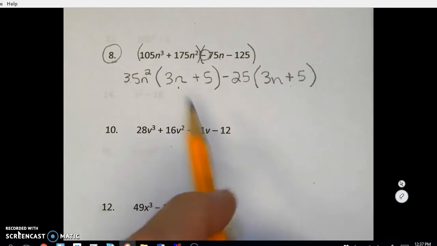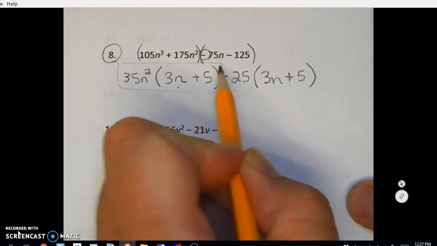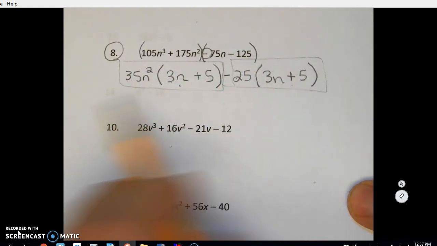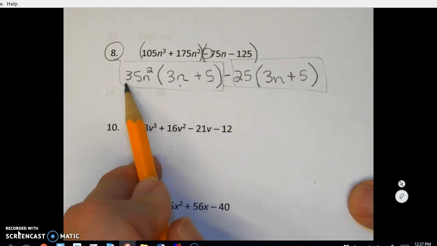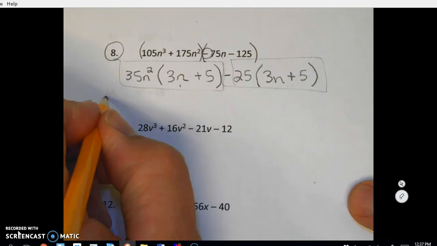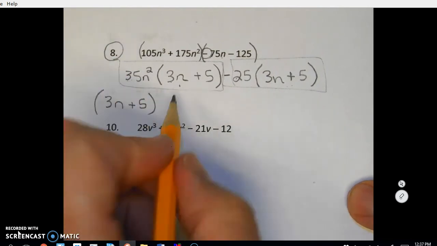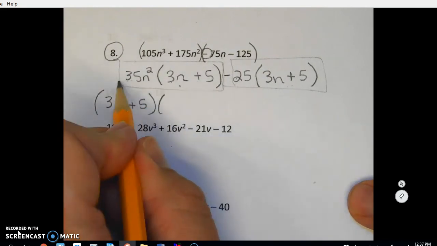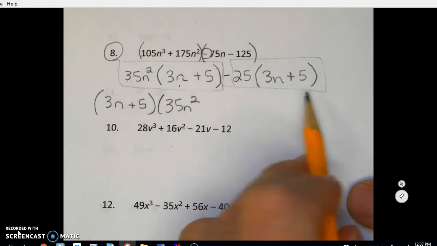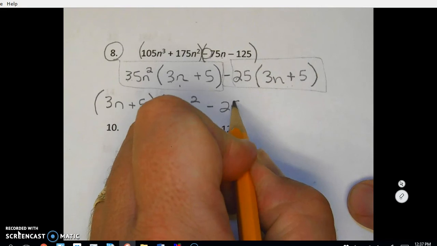So finally, we have two terms. We have this term here and this term here. So what do they have in common? They have a 3n plus 5. So I'm going to go ahead and factor it out. And so if I factor it out of this term, I get 35n squared left over. And if I factor it out of this term, I get minus 25 left over.